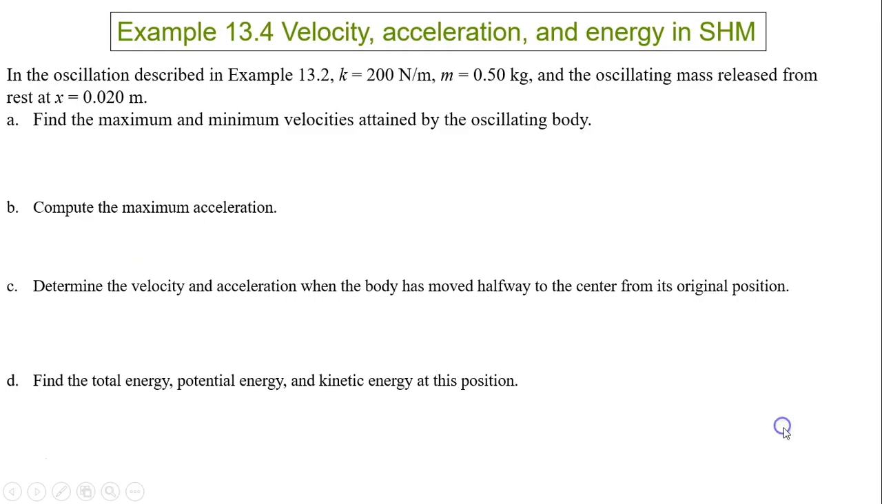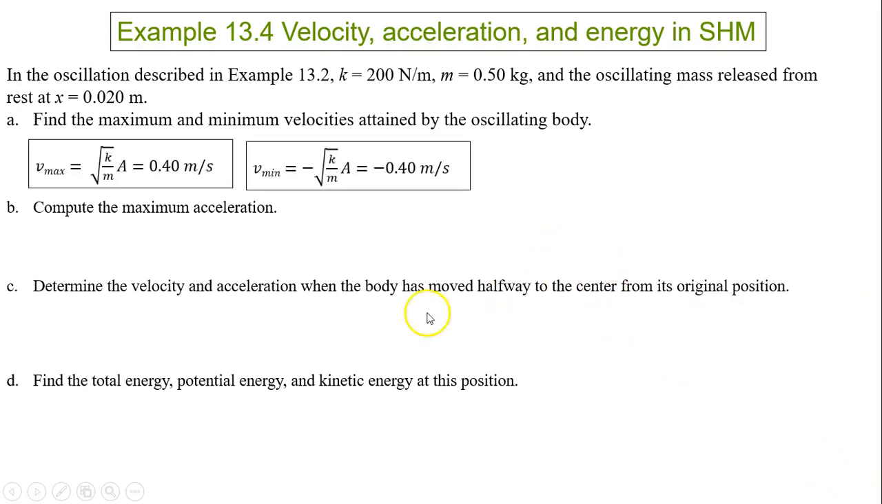Okay, let's take a look at this example. In the oscillation described in the previous example, when K equals 200 newtons per meter, and the glider is 1/2 kilogram, an oscillating mass released from rest at x equals 0.2 meters. That means phi equals 0 in this case, right? Find the maximum and minimum velocity attained by the oscillation.